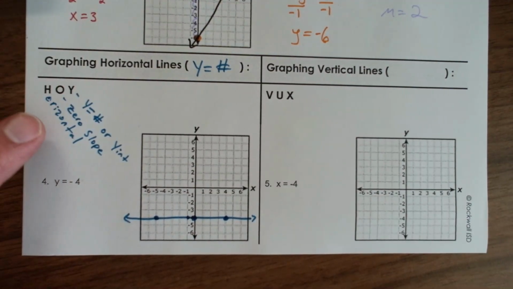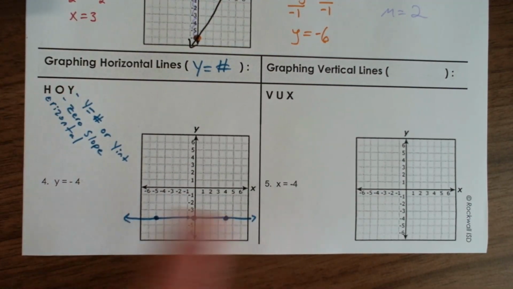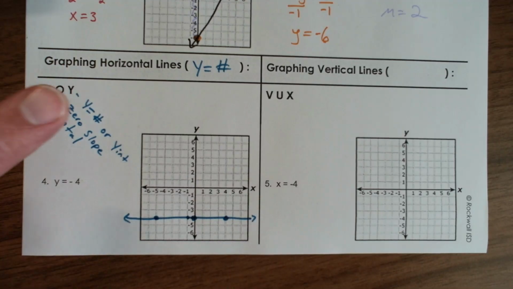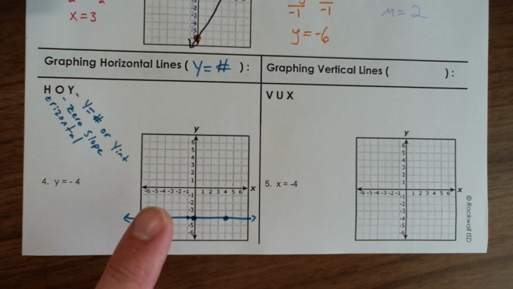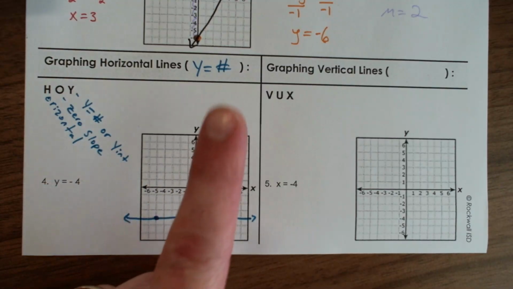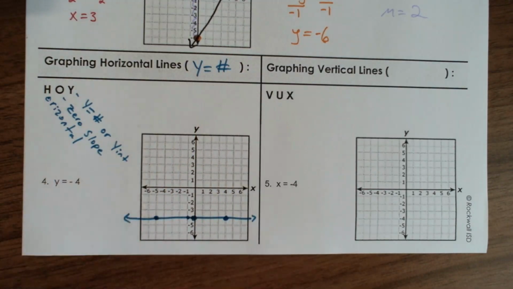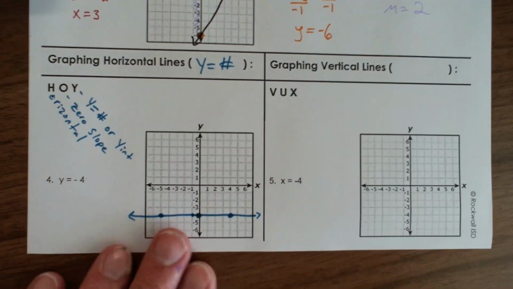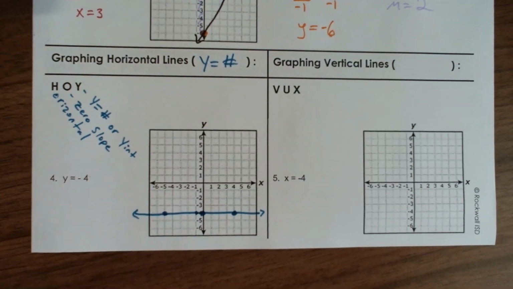Now, let's look at these concepts again. Horizontal means it's going side to side, okay? This is also a zero slope. It means that it's not going up or down. And it's crossing the y-axis because it has a y-intercept. This is why it's y equals a number. So when we graph horizontal lines, this is all we have to do. And we can type that into Desmos and it will graph it for us.